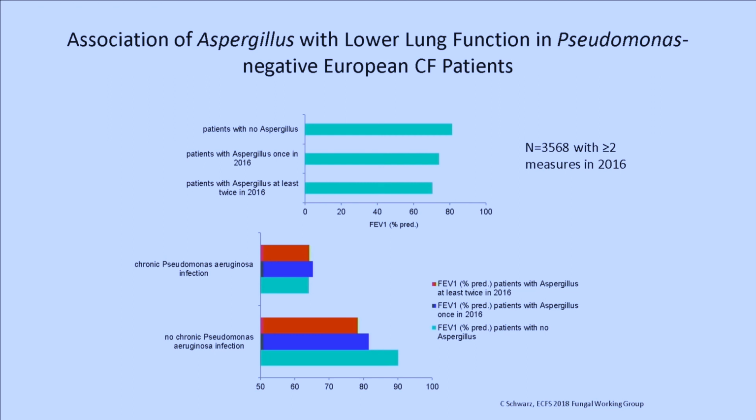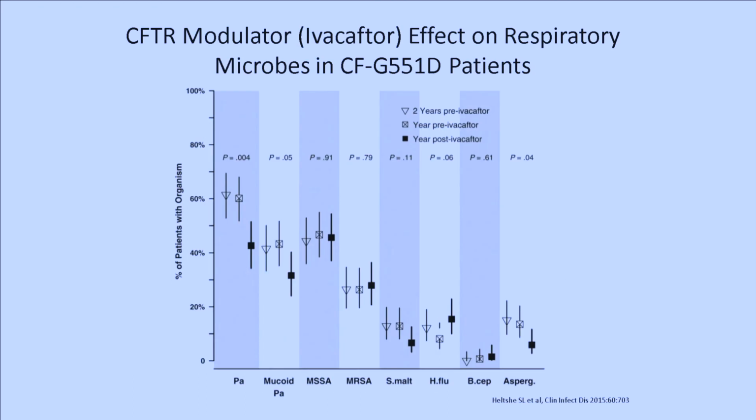So it seems that the Pseudomonas infection can kind of mask the problem with Aspergillus and be a main driver of lung disease. And that, of course, has led to our focus on eradicating as well as trying to control Pseudomonas infection. And what about the CFTR modulators?